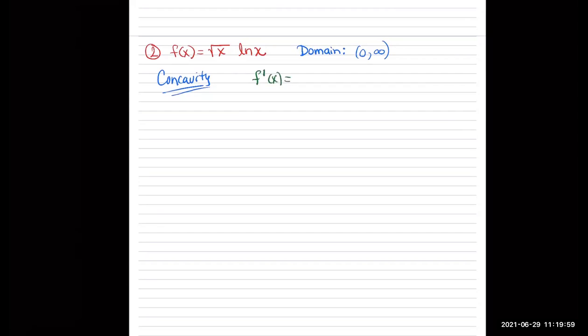So I have the first times the derivative of the second, but we know the derivative of the natural log of x is 1 over x, plus the second times the derivative of x to the 1/2. So that would be 1/2 x to the minus 1/2. And I'm definitely going to clean that up before I take a second derivative. But please let me know if you have a question about how we got that before we go on.